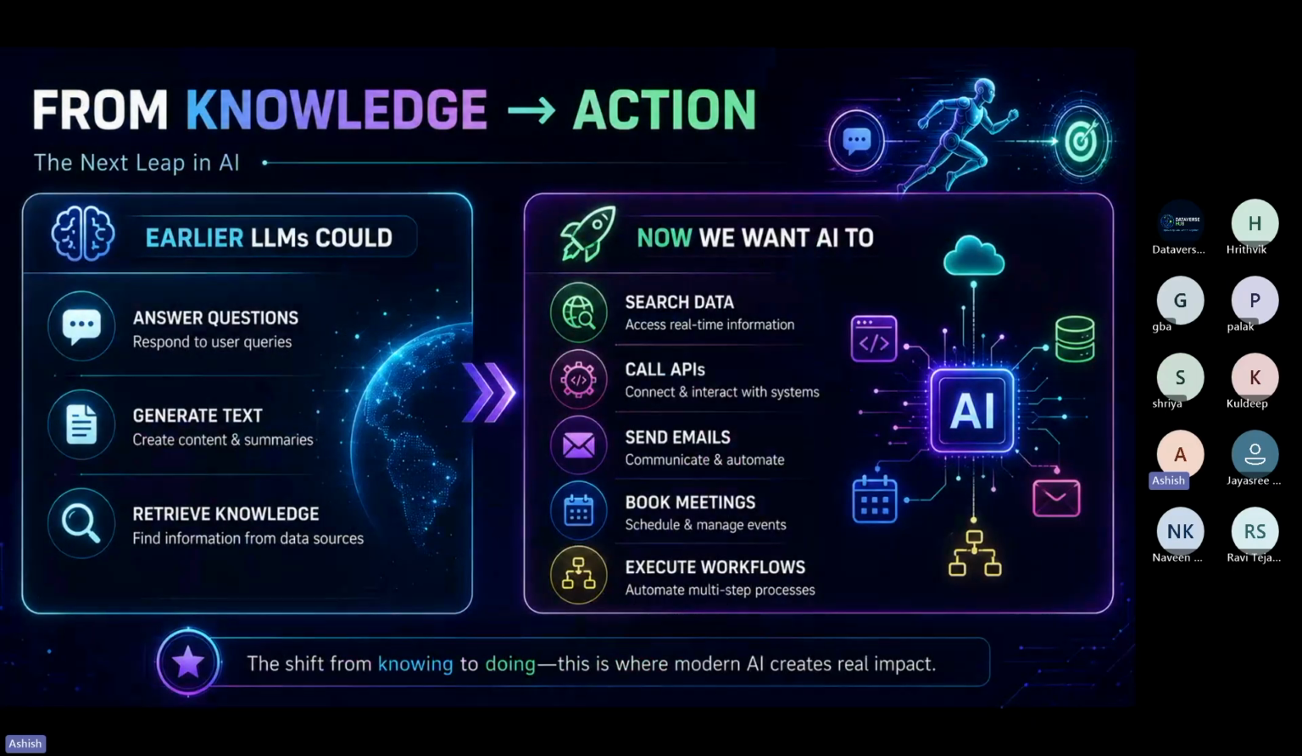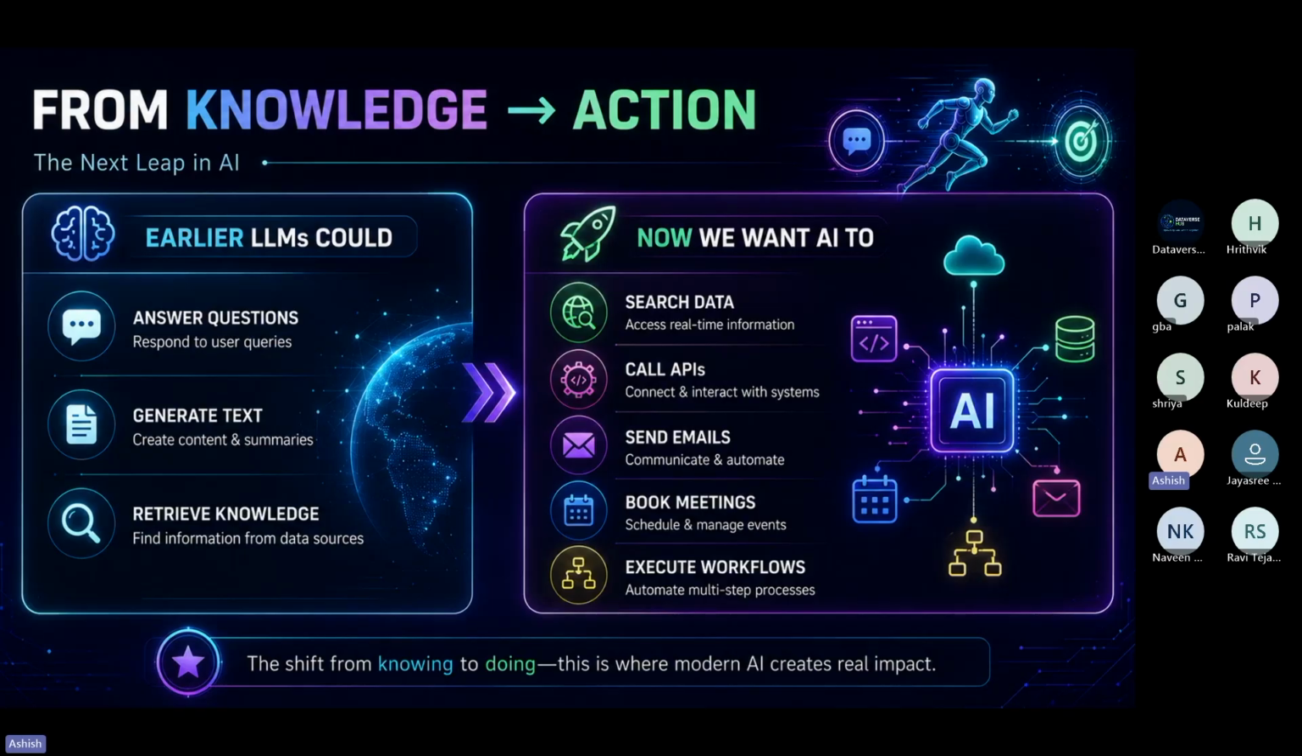As I already explained, whatever we have learned so far, for example, LLMs can give you the answer, generate text for you, and retrieve knowledge for you. I won't say that is a primitive skill, it's a great skill. But still, there is scope for improvement.